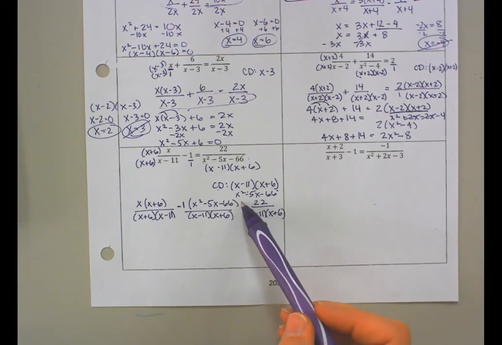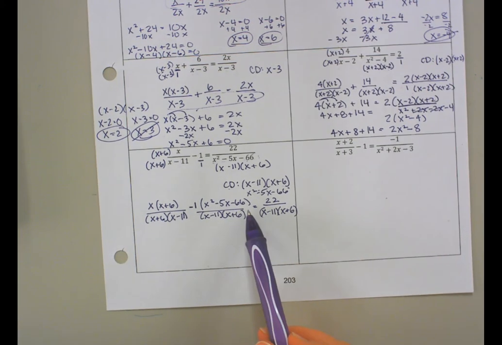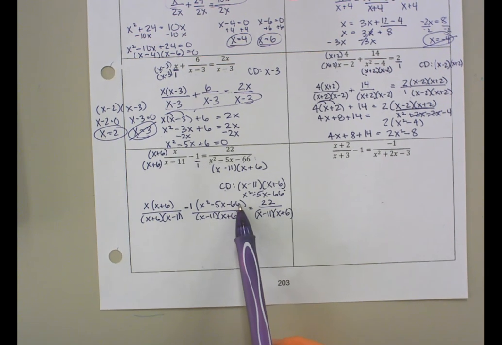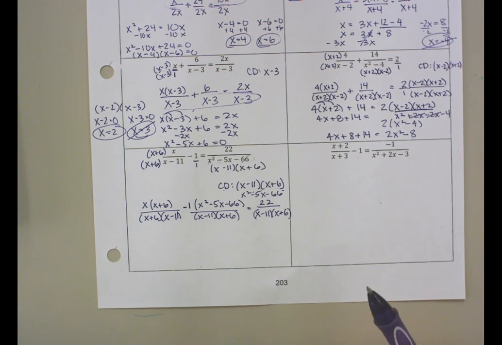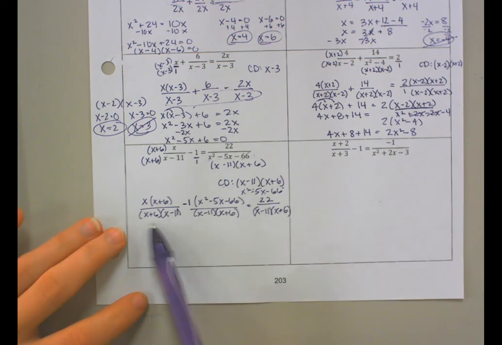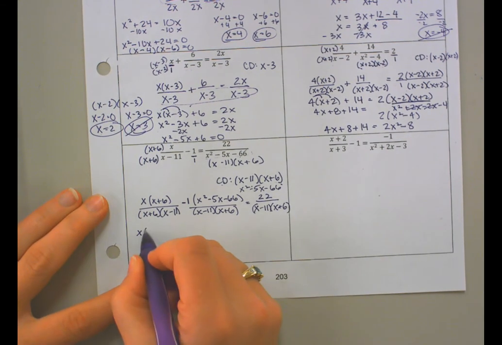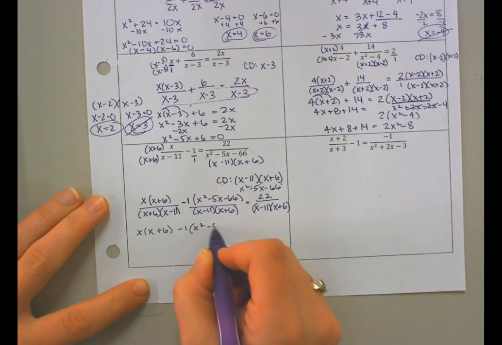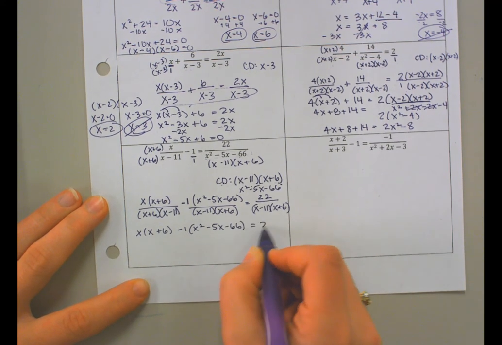So by foiling this out at the beginning, knowing that this foils to this and writing this out instead is just saving us the step of multiplying, right? So now all of my denominators are the same. So I'm just solving x times x plus 6 minus 1 times x squared minus 5x minus 66 equals 22.